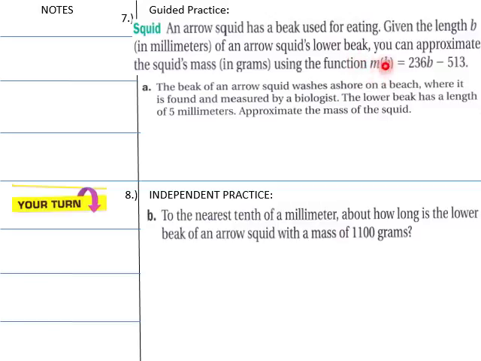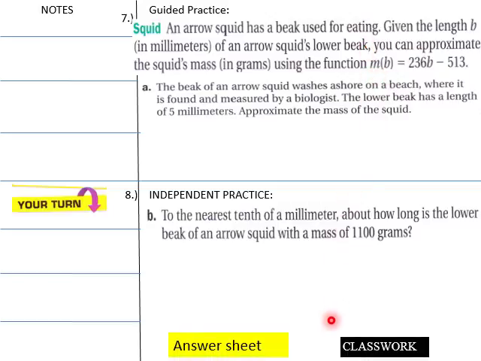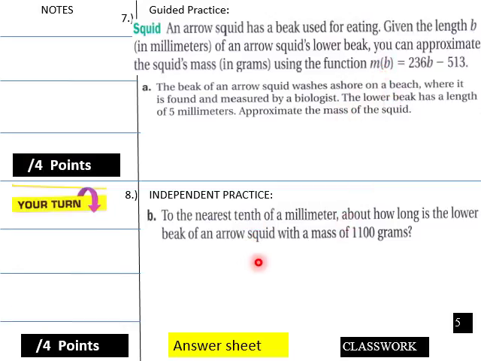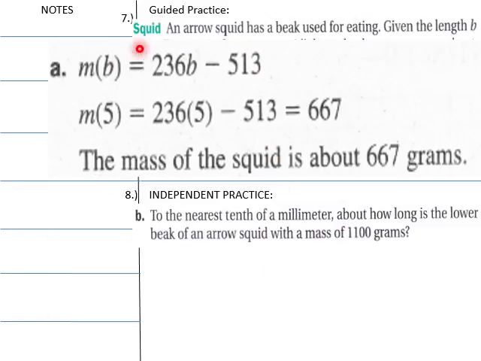So you just plug that in here and then solve for b. But for this one, they're giving us a length here for b. b is length, so we plug b into that function to find mass. Mass is a function of the beak length. So m of b equals 236b minus 513. We know the length of the beak is 5 millimeters, so we can find our mass. Our mass is 667 grams with that size of beak.